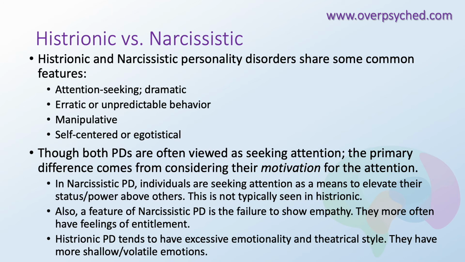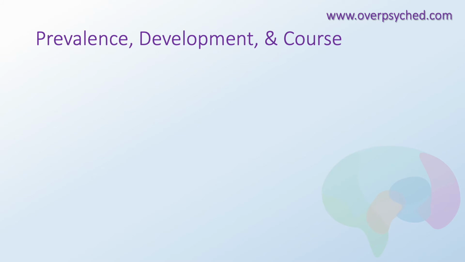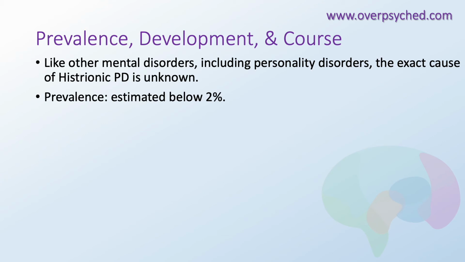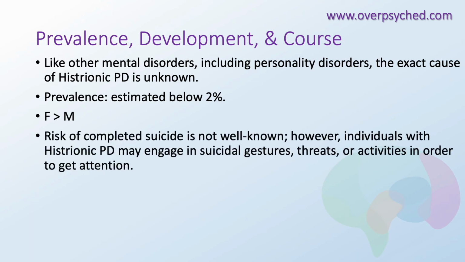So now let's move on to cover the prevalence, development, and course of histrionic personality disorder. Like other mental disorders, including personality disorders, the exact cause of histrionic personality disorder is unknown. The prevalence is estimated to be below 2%, and it is more prevalent in females than males. The risk of completed suicide is not well known. However, individuals with histrionic personality disorder may engage in suicidal gestures, threats, or activities in order to get attention.